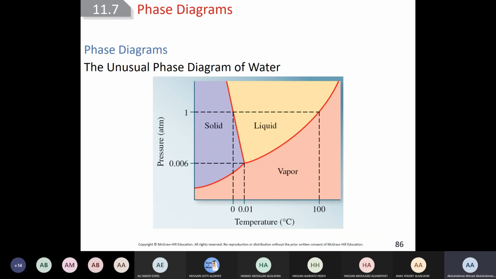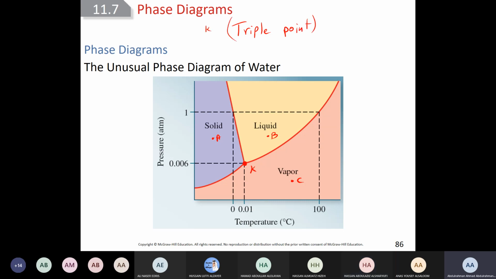Let's do it for water now. Again, this is for water. What's the phase of point A? Solid. Point B, liquid. Point C, gas. Point K, all three of them. Which is called what? Triple point. Yes, exactly. That's K.